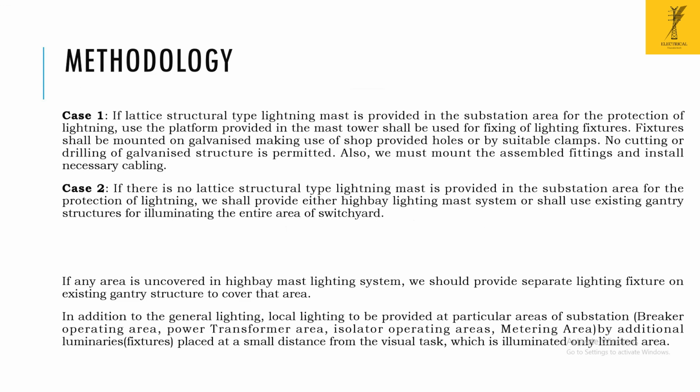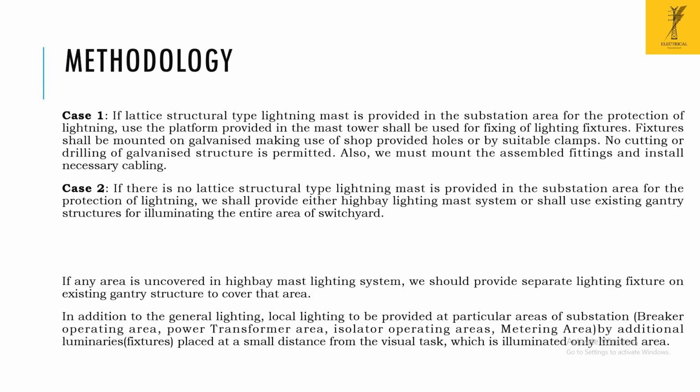So the methodology: how are you implementing this lighting? The first step, if a lattice support structure lighting mast is there. If you are using a structural type lightning mast provided in the substation area for protection from lightning, the platform provided in the mast area shall be used for fixing the lighting fixtures. Fixtures shall be mounted on the galvanized structure, making use of shop-provided holes or suitable clamps. No cutting or drilling of the galvanized structure is permitted. Also, we must mount the assembled fittings and install the necessary cabling.